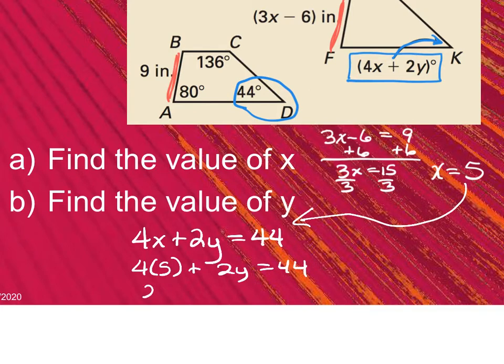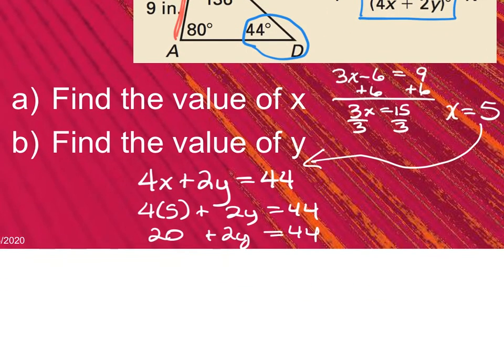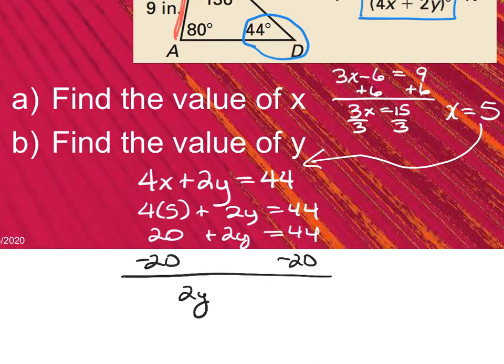I can multiply the 4 times 5, 20 plus 2y equals 44. And then now I can move the 20, subtract it, and I get 2y equals 24. Divide by 2, and y equals 12.